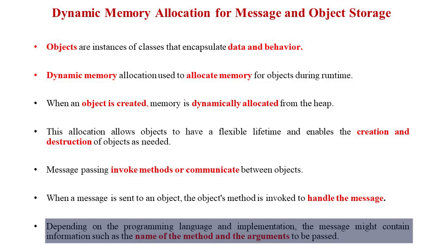Altogether, subroutines, method call overhead, and dynamic memory allocation for message and object storage are important concepts which help organize code, enable code reuse, and provide flexibility in memory management. These concepts are very important for writing efficient and maintainable code in procedural and object-oriented programming paradigms.